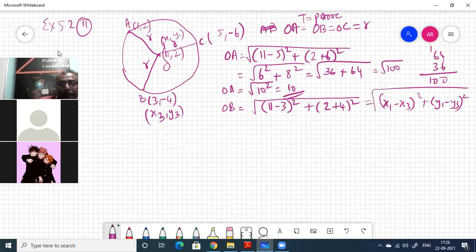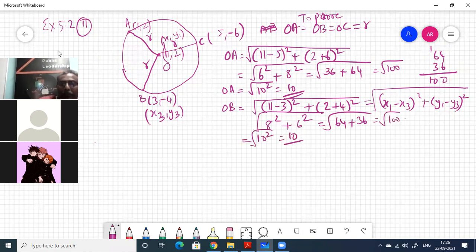11 minus 3 how much? 8. You are now using fingers. That's not how we should do it. 8 squared plus (2 plus 4), 6. Very good. 64 plus 36 again. Already that also was root of 100. So that is equal to root of 10 squared. That is also equal to 10. So OB also is 10.